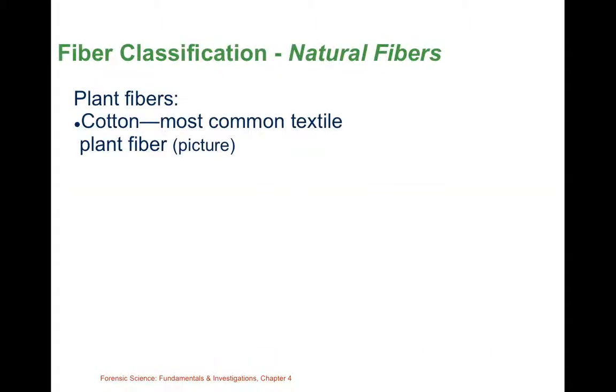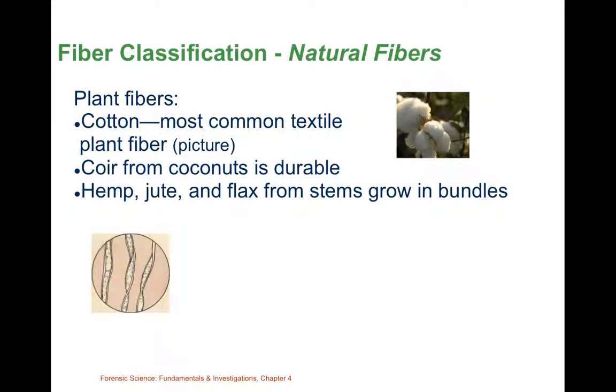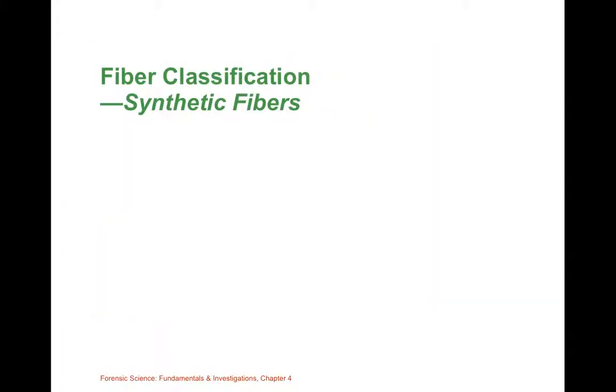Okay, in addition, for plant fibers we generally think of examples like cotton. It's the most common textile plant fiber. Okay, there it is on the plant. We also think of coconuts, which is super durable. There's an example below. And then other natural fibers are hemp, jute, or flax from stems, and these grow in bundles. And there's an example, under the microscope, of the bundle-like stems.